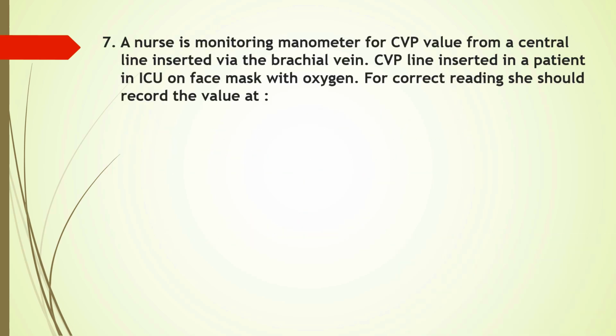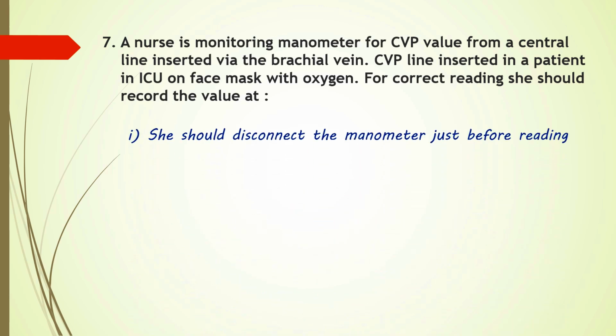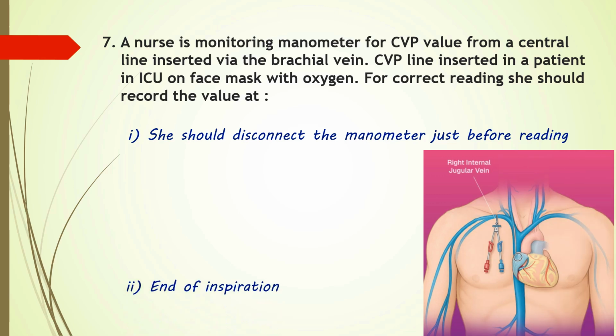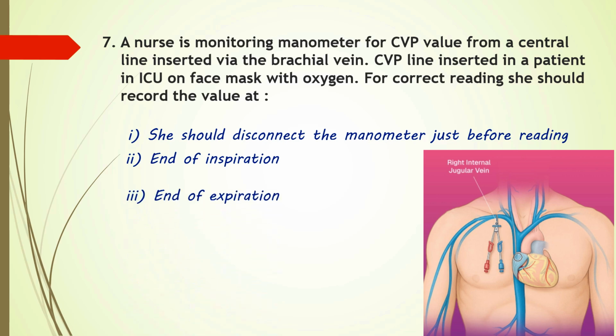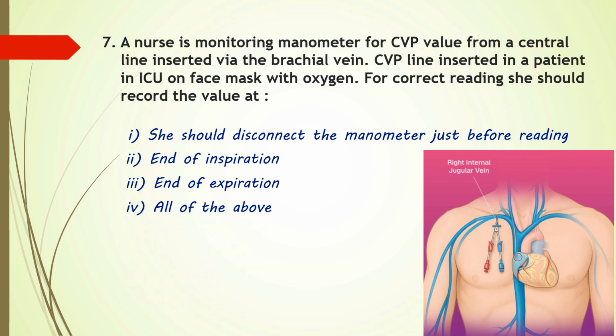Next question. A nurse is monitoring a manometer for CVP value from a central line inserted via the brachial vein. CVP line inserted in a patient in ICU on face mask with oxygen. For correct reading, she should record the value at option 1, she should disconnect the manometer just before the reading. Option 2 at the end of inspiration. Option 3 at the end of expiration, or option 4 all of the above.